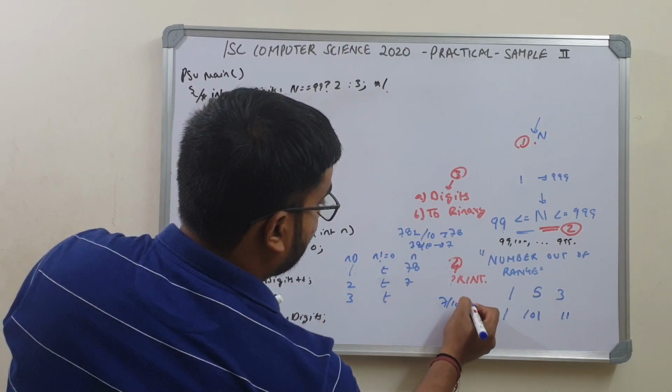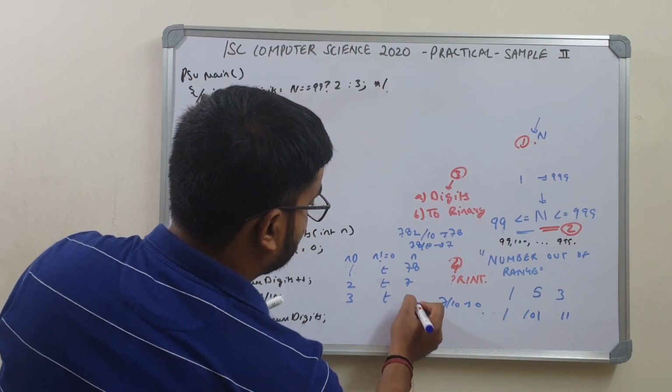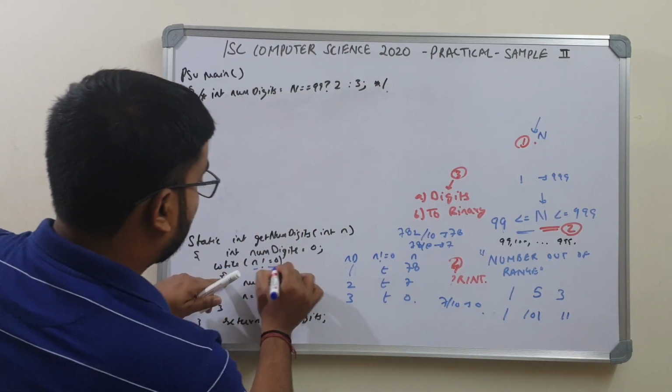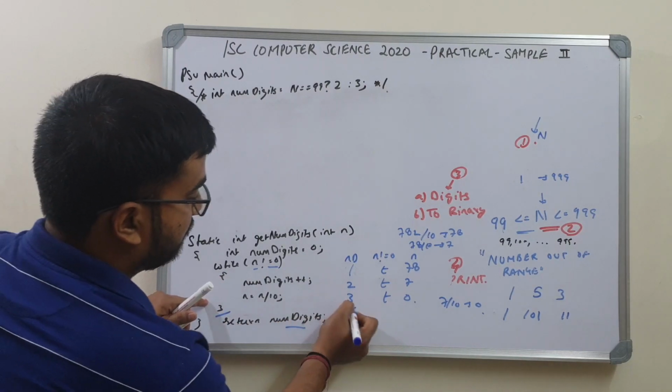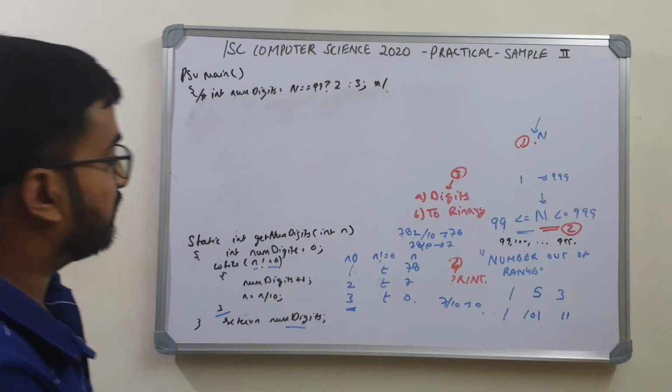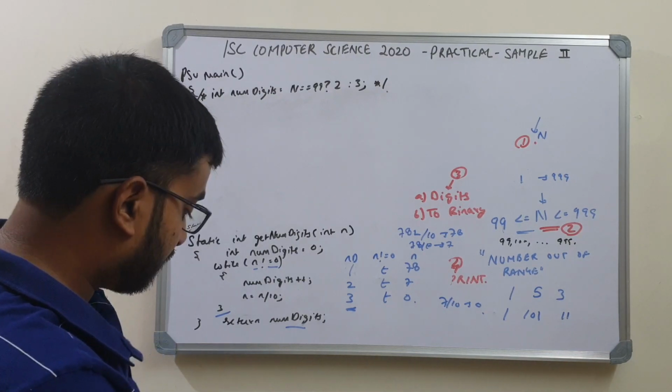7 by 10 is going to give you 0, since that's the quotient for this. So this is 0. N becomes 0. N is not equal to 0, false. Loop stops. You come here and then you return the num digits, which is 3. Okay, so this is how you find the number of digits in a number.